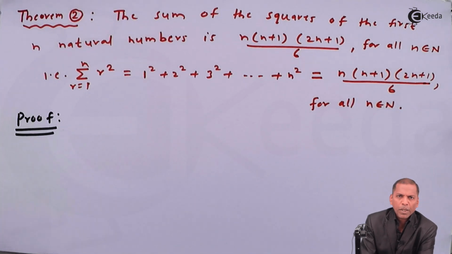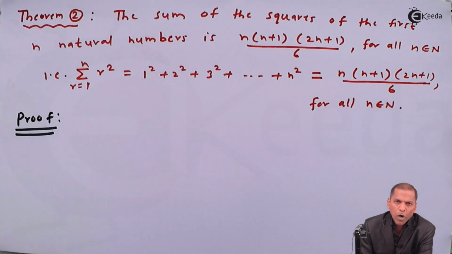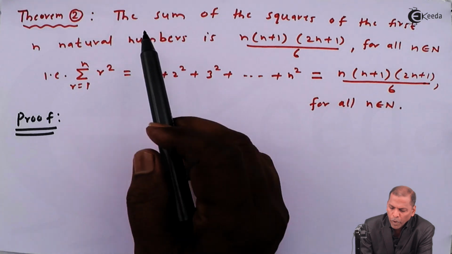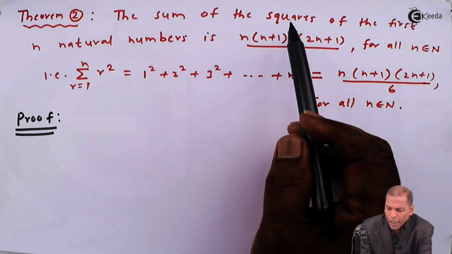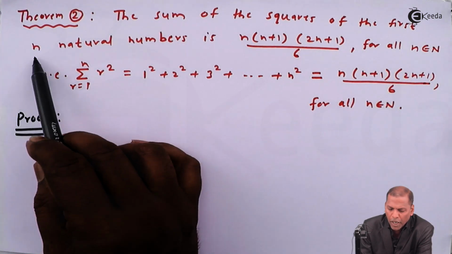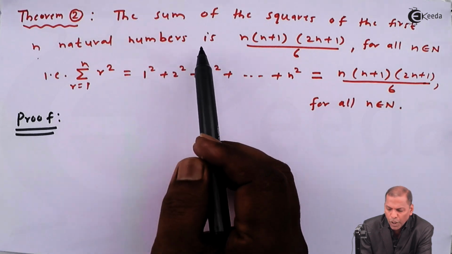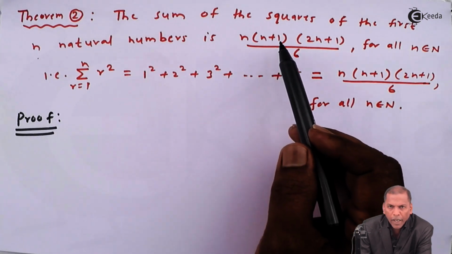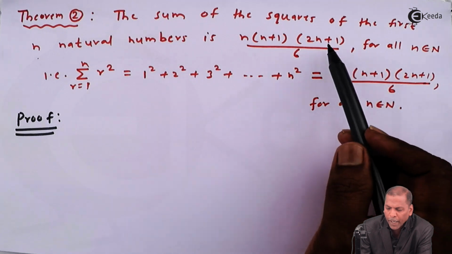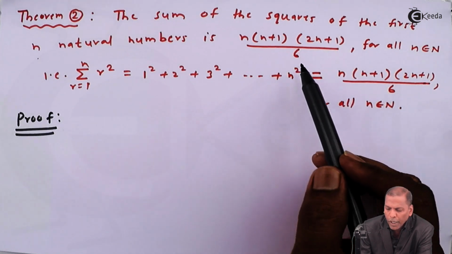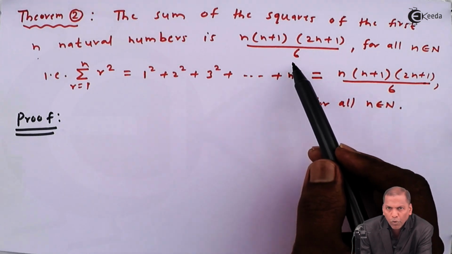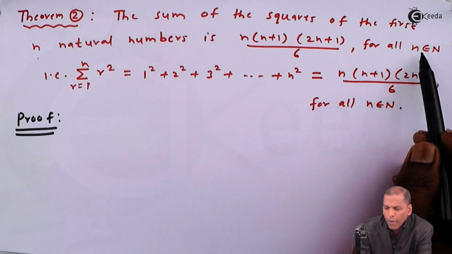Hello friends, now we see theorem number 2, which is based on the sum of squares of first n natural numbers of the chapter Sequence and Series. Theorem 2: the sum of squares of the first n natural numbers is n(n+1)(2n+1) divided by 6, which is true for all n belonging to the set of natural numbers.